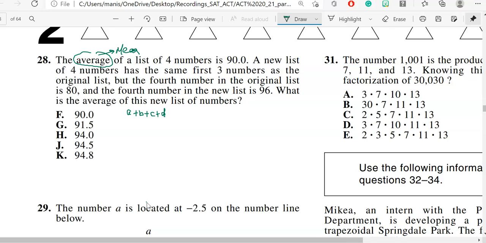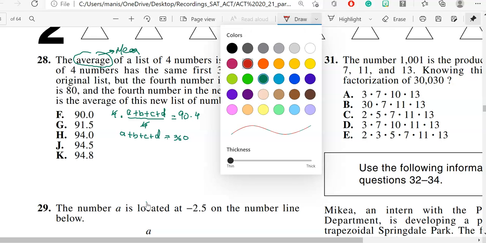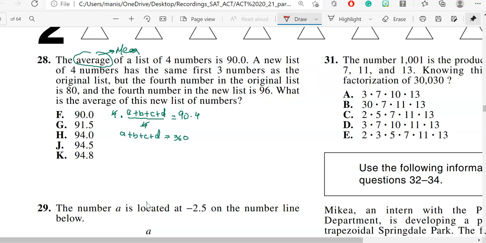So how do I find the mean? I add all the numbers and divide by how many they are, and the total is what? 90 over here. So by this, I came to know that a plus b plus c plus d, the sum of all of these 4 numbers, is what? You will multiply both the sides by 4. When you do this, it gets cancelled out, and your sum is what? Sum is 360. This is the total of all the 4 numbers. Now what the question is saying, there's a new list of 4 numbers that has the same first 3 numbers.